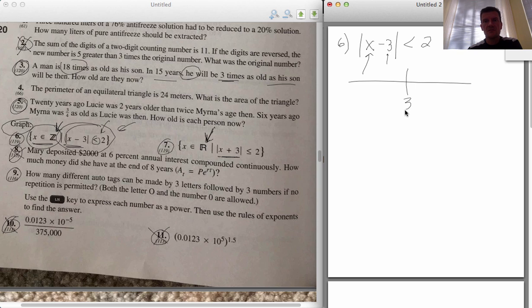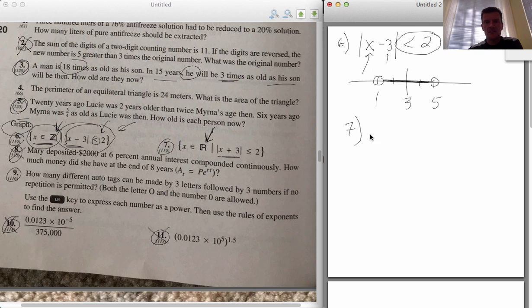So here's 3. If I go 2 units on either side of that, I am at 5 and 1. But I don't want to be exactly 2 units on either side of 3. I want to be less than 2 units, 2 steps away from 3. So that means I can't go above 5 and I can't go below 1. I want to stay in between that so that I am a distance of less than 2 from 3. All right?